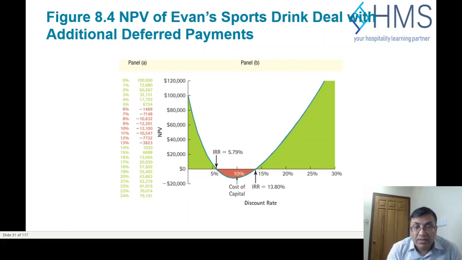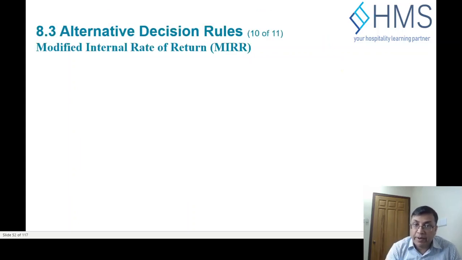Here, as you can see, the NPV is positive at less than 5%. At the cost of capital of 10%, it is still negative. And at 13% it becomes positive again, and then it goes up. So what is the scenario in this case? At 10% cost of capital you are still at minus 12,000, but you have two different IRRs because of the multiple sign changes. That's the problem with the IRR method. It gives you two IRRs if you have multiple sign changes, right?